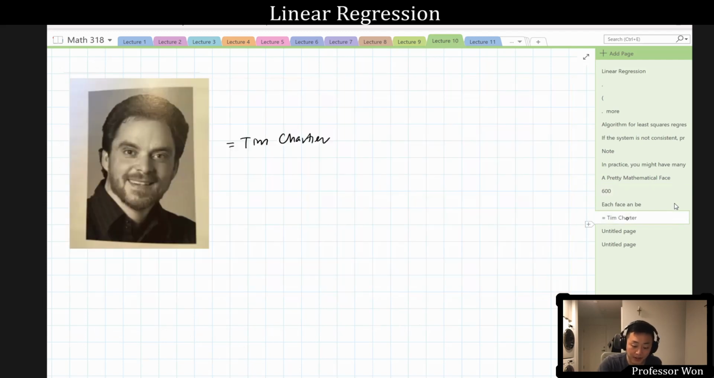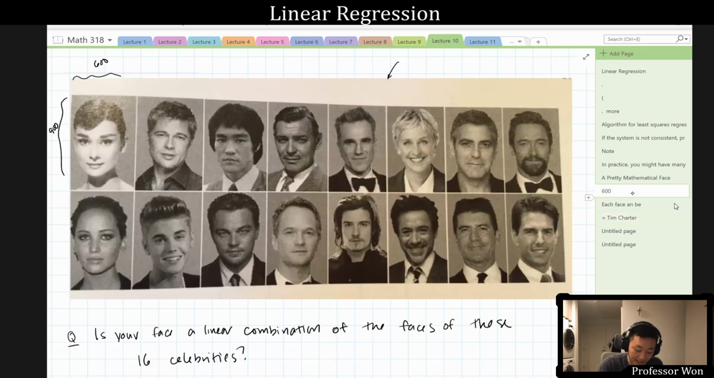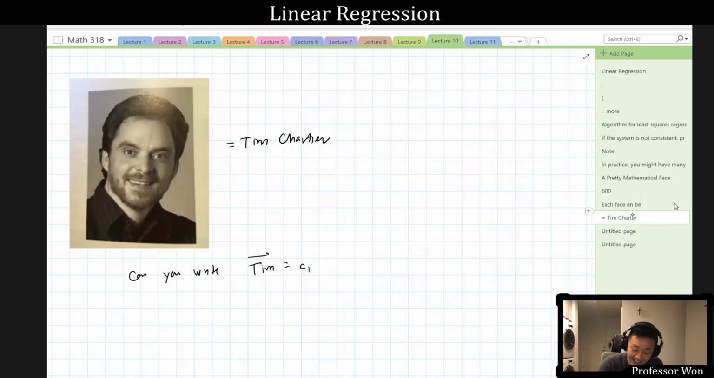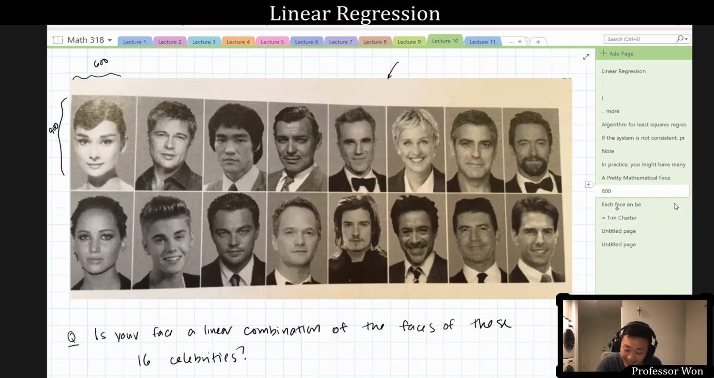So what is that asking? Well, that means, can you write the vector Tim as some scalar multiple of the vector, who was it? That's Audrey Hepburn, right? And Brad Pitt and Jackie Chan. C1 times the vector Brad Pitt. Okay, of course normally you should give your vectors one-letter names, but it was actually Audrey Hepburn first. Plus C16. Can I name the 16th celebrity? Yeah, that's Tom Cruise, I think, right?